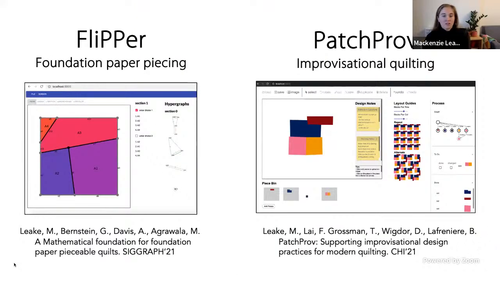So in this talk, I will discuss 2 quilting design systems that we have built that support 2 different popular quilting techniques. First, I'll discuss our work on a tool called Flipper for a technique called foundation paper piecing, and then I'll discuss PatchProv, which is a tool for a technique called improvisational quilting.